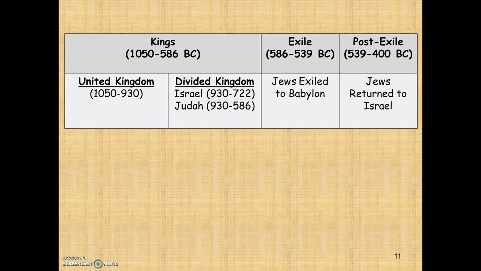This is a more specific timeline here, which divides the period of the kings into the United Kingdom, which marks the reigns of King Saul, King David, and Solomon. 930 is when Solomon died, and his son Rehoboam took the throne in Jerusalem, and he was an unwise ruler and listened to his young counselors. And you can read the story in 1 Kings chapter 12.